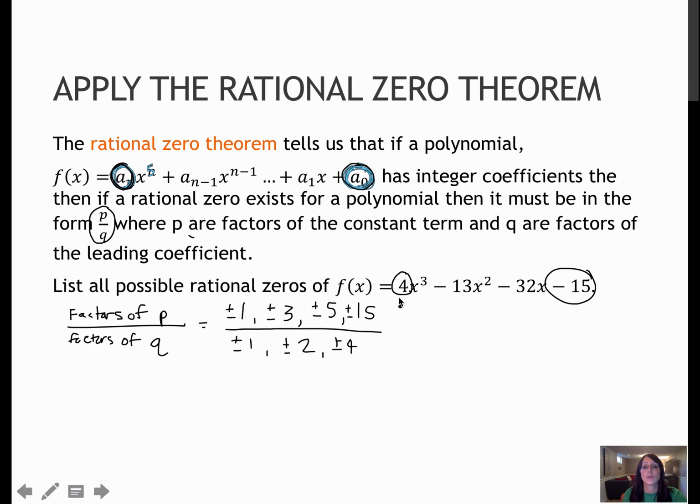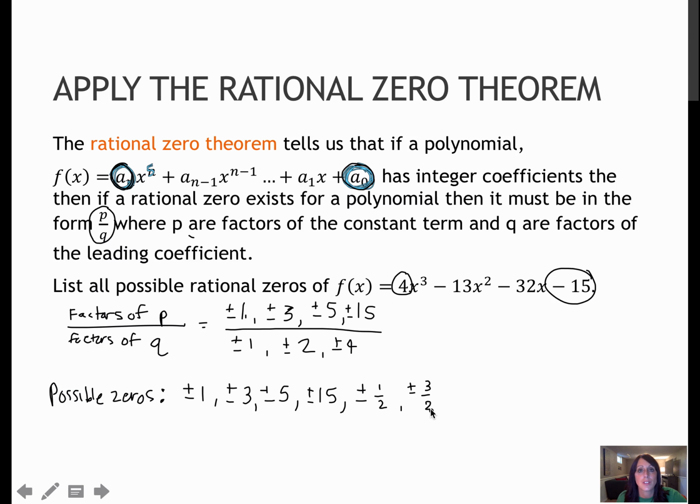So all of my possible zeros are any of the different combinations I can make using this. So I could have plus or minus 1 over 1, which is plus or minus 1. I could have plus or minus 3 over 1. I could have plus or minus 5 over 1. I could have plus or minus 15 over 1. Let's repeat the process for 2. Plus or minus 1 over 2. That's a half. Plus or minus 3 over 2. That's 3 halves. Just leave it 3 halves. Plus or minus 5 over 2. And plus or minus 15 over 2.